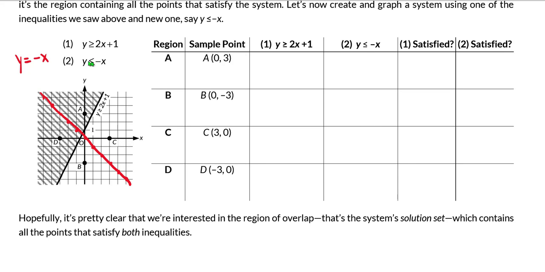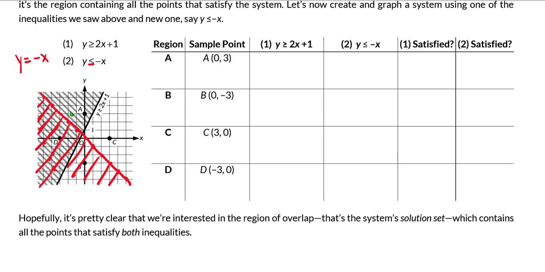It is solid because I have the or equal to here, and where am I shading? I am shading below that line. Now some of you, most of you, all of you can already see where the area of overlap is, and that's great, but we are going to run through this just so that we are really sure of how we can determine this on test day, how we can prove where the solution set to the system is.